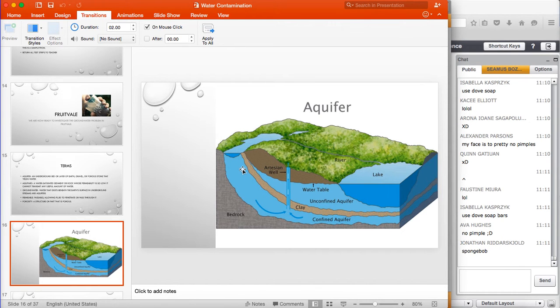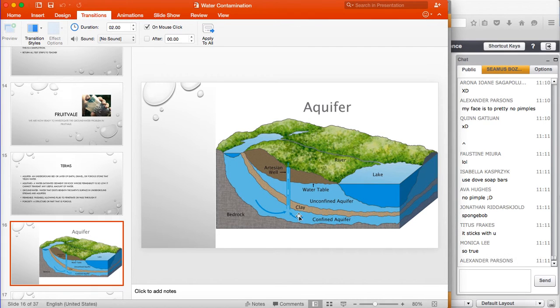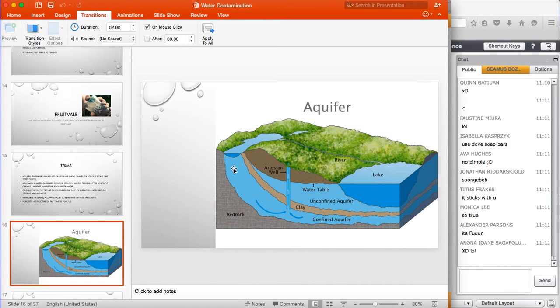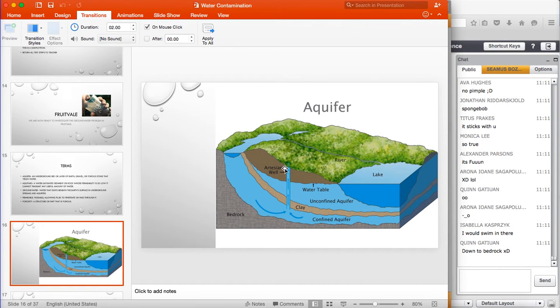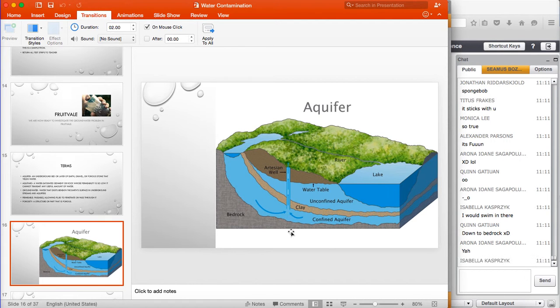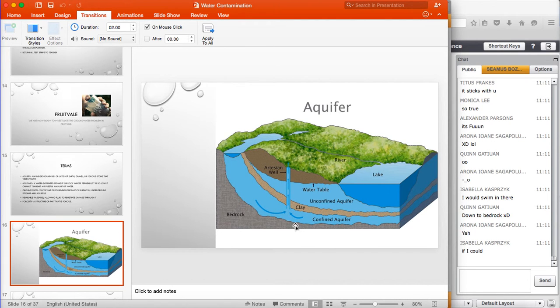Here's a good picture of an aquifer. An aquifer is underground water. You could have an aquifer that is way deep down underground, and that's called a confined aquifer. Then you have the unconfined aquifer, which is basically like the lake water, but then way deep underneath that. Does that make sense? You could tap straight into that underground unconfined aquifer if you dug a well. So there's our well.